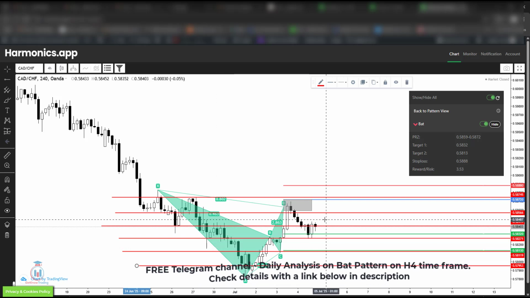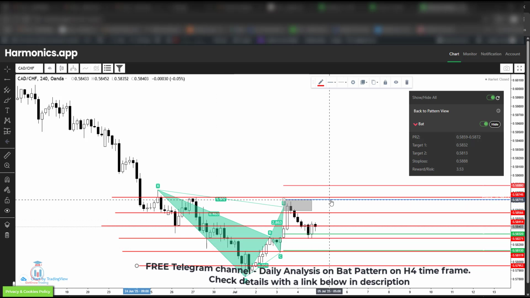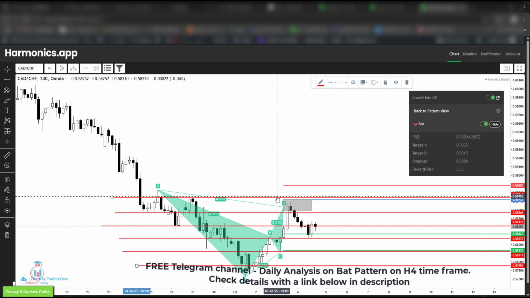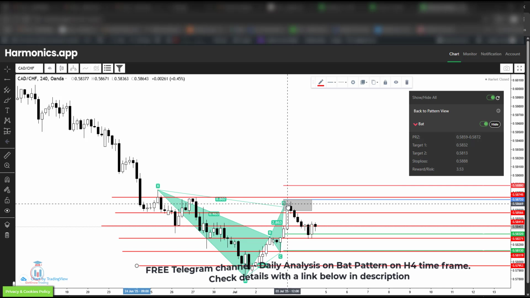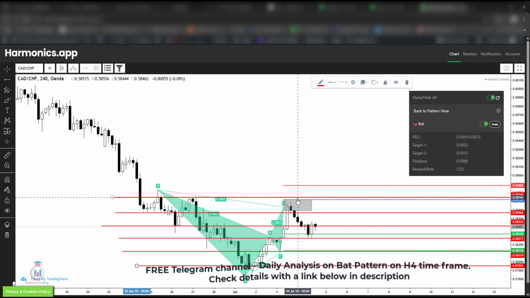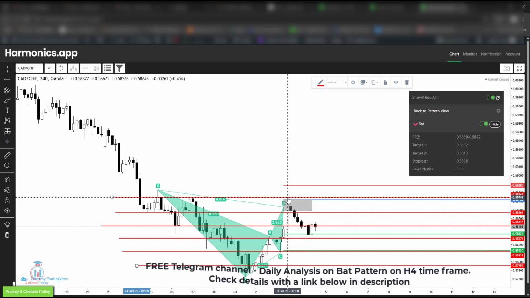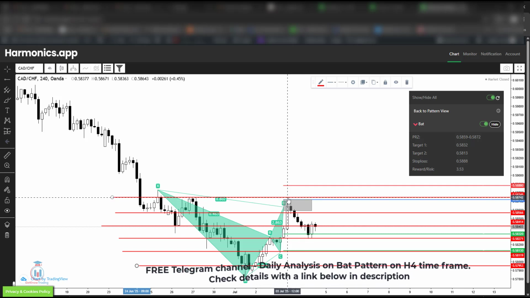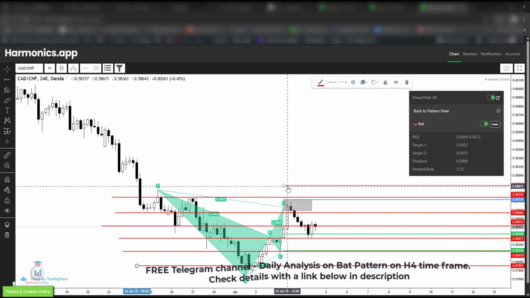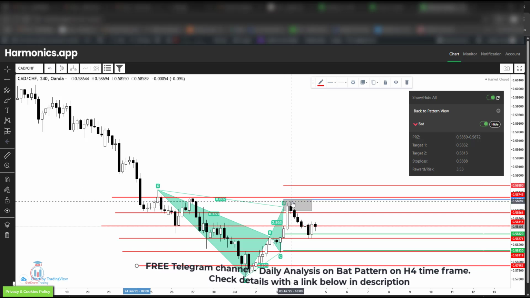Let's see what the entry level, stop loss, and everything else are. We can see that the potential reversal zone is here, just between this area of resistance and the support level. The D point is somewhere in the middle, but the entry level is very close to the resistance level, which is very good, which means this is a strong resistance. If the price goes above that, it will activate the stop loss. This is great. The stop loss is at a good position and the entry level is also good.